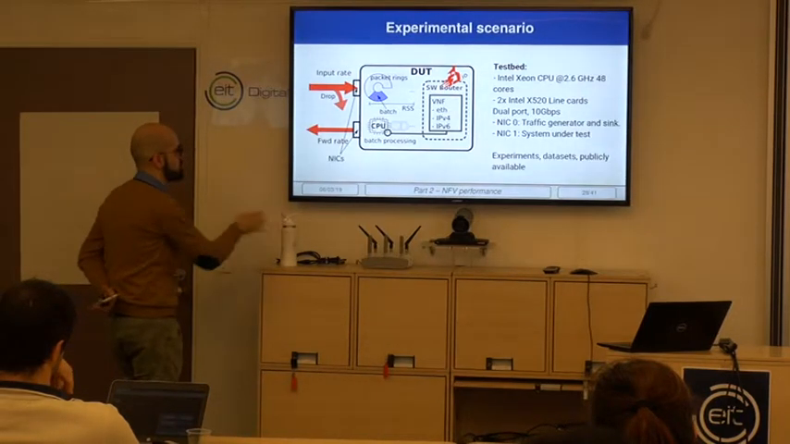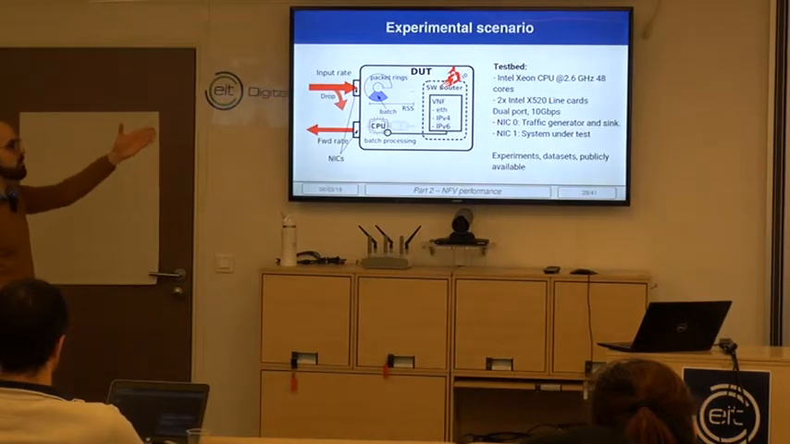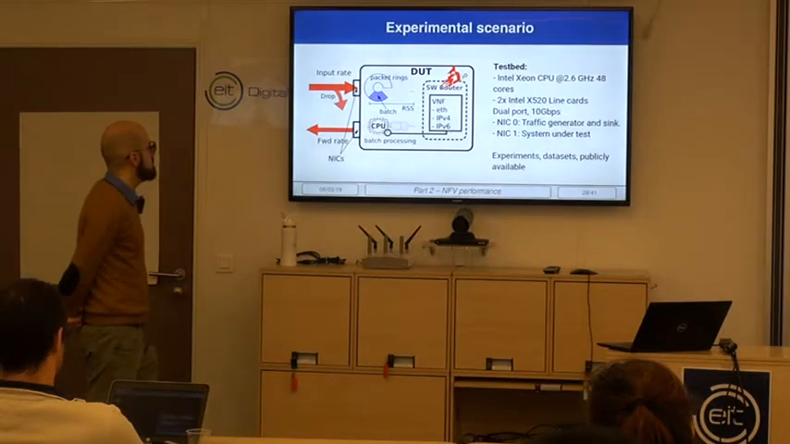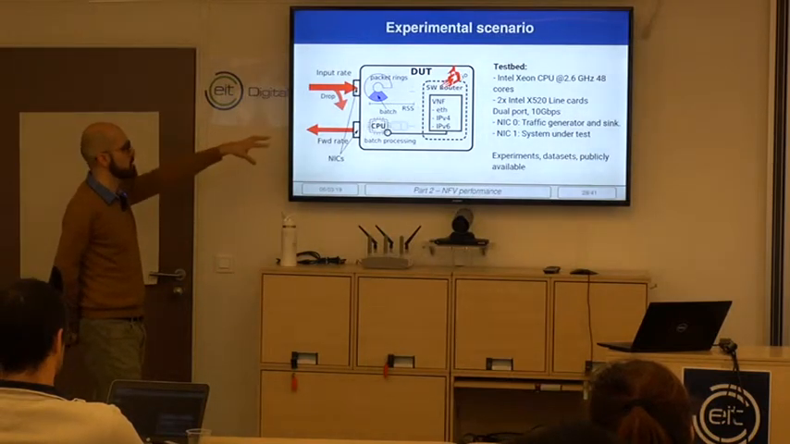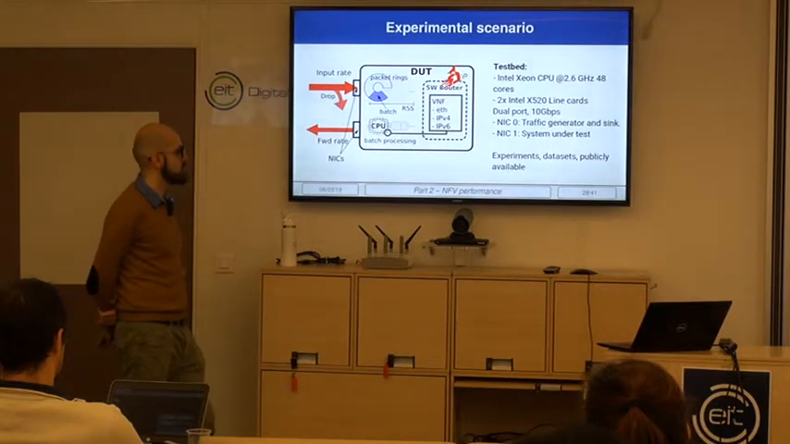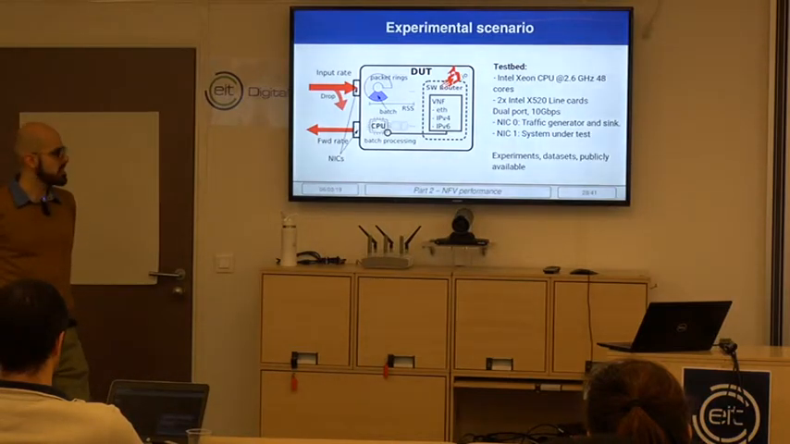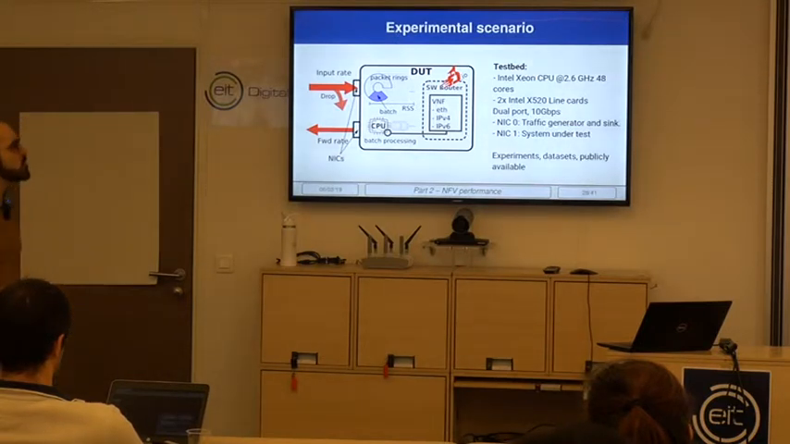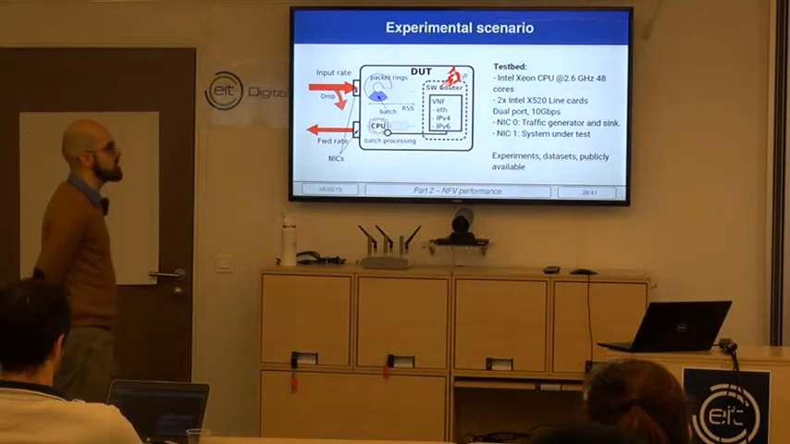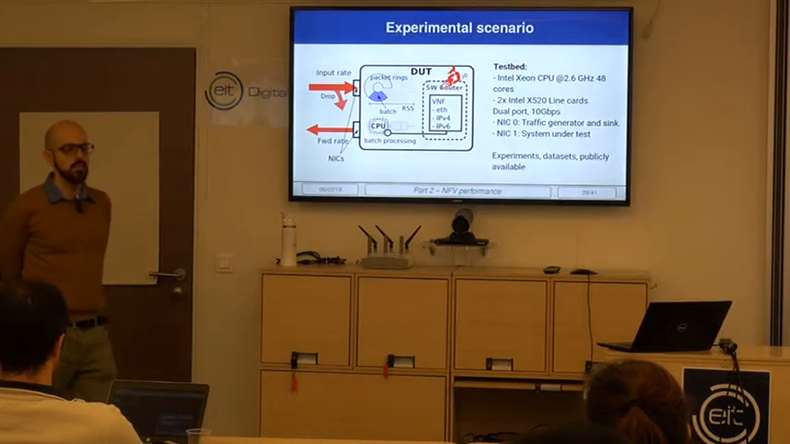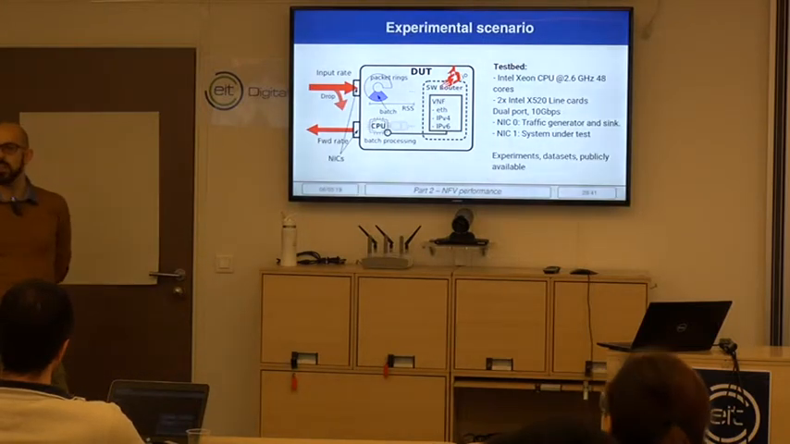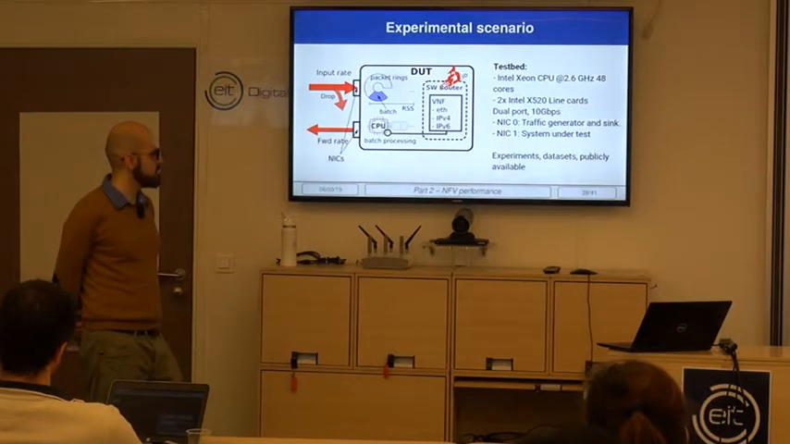Not all traffic will traverse the router because some traffic will be dropped due to the bottleneck created by the CPU. Then we will measure the forwarding rate at the output of the device under test, and we will also measure some other variables such as the latency. So we use two 10 gigabit per second line cards, each one connected as shown in the picture. And we create all the experimental testbed, all the dataset, and everything is publicly available at GitHub.